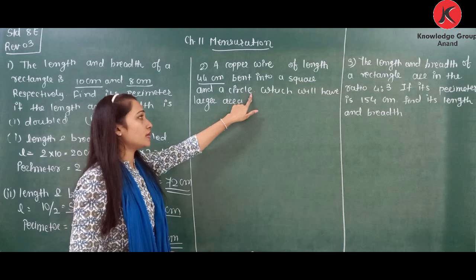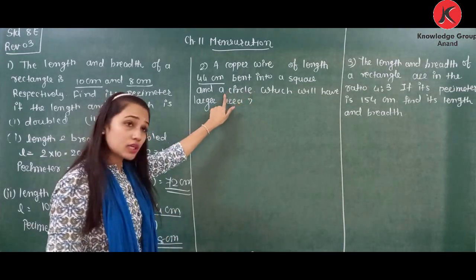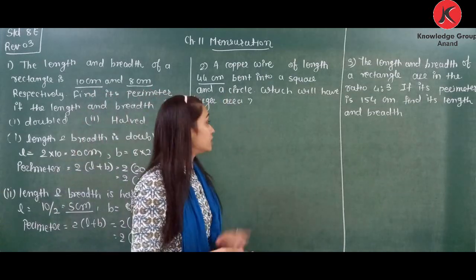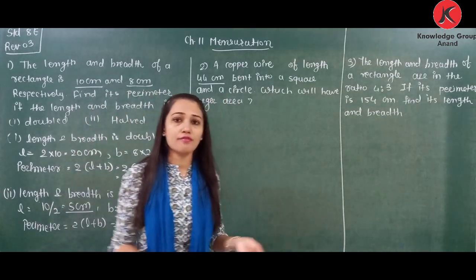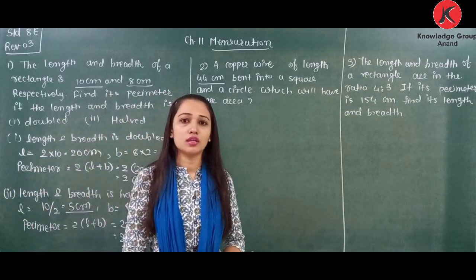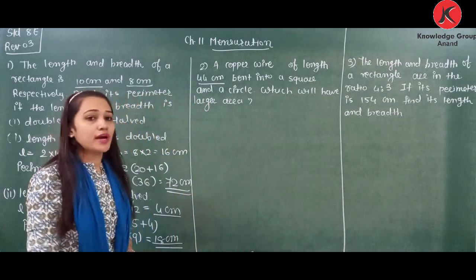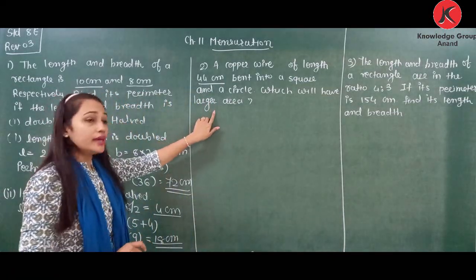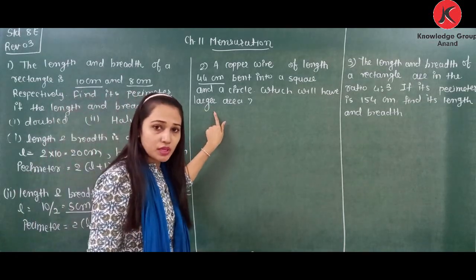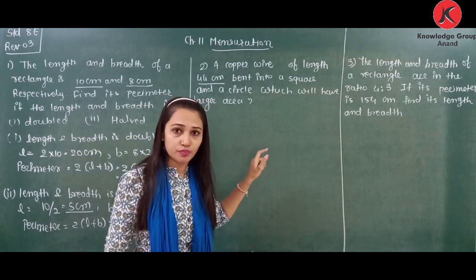So the length of the wire gives the perimeter of the square. Same, it is converted into a circle. So again, the circumference of the circle is equal to the length of the wire, because the same wire is converted into the circle. Means the circumference of the circle is 44 centimeter. Clear? So from that we can find the area of both, because the perimeter of the square is 44 centimeter, and the circumference of the circle is also 44 centimeter.